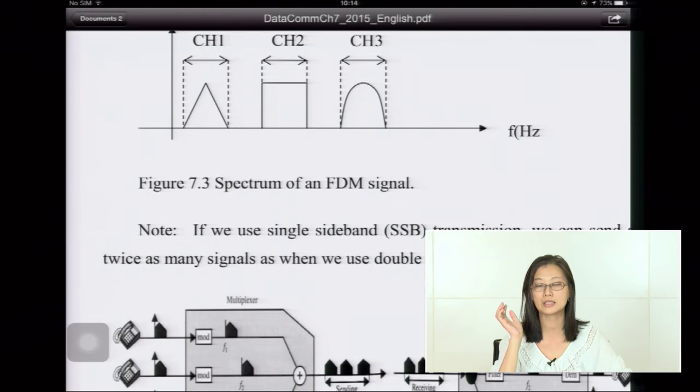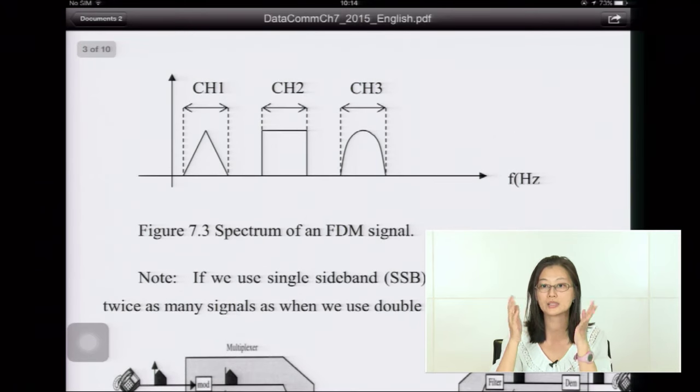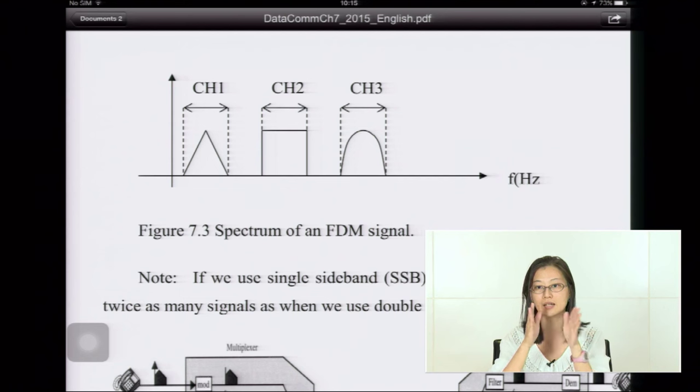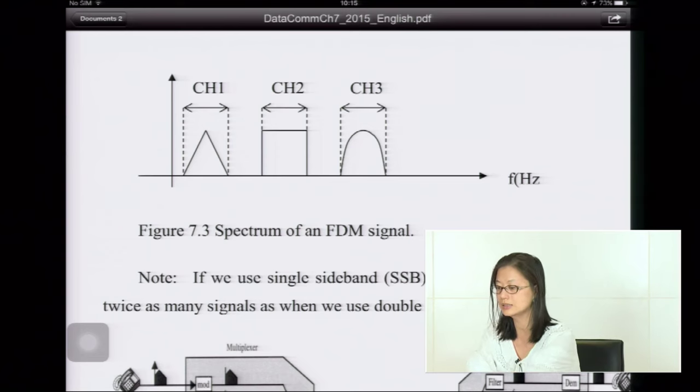Now, this one uses double sideband in this picture, so you have F1, F2, F3 at the center, and you can see that the left-hand side and the right-hand side, the lower sideband and the upper sideband, look the same. They are the mirror of each other. So if you have only one side, you can get the other side. Let's look at this.